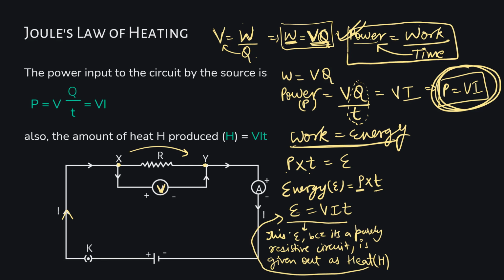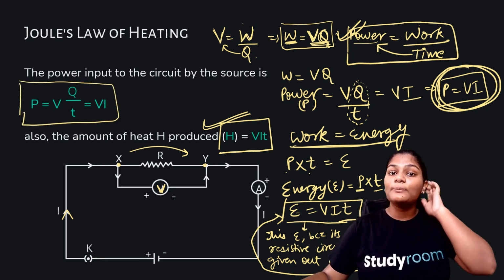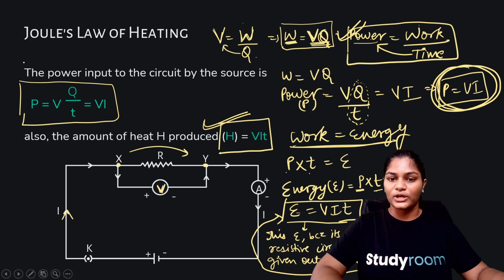That is how we get this formula, H is equal to V into I into T. Actually, the formula is energy is equal to V into I into T, but because it's a purely resistive circuit, all of this energy is given out in the form of heat. So we get our formula H is equal to VIT. And we also got another important formula from here, P is equal to VQ by T, or VI. These are all important formulas for numericals. Okay, moving on.